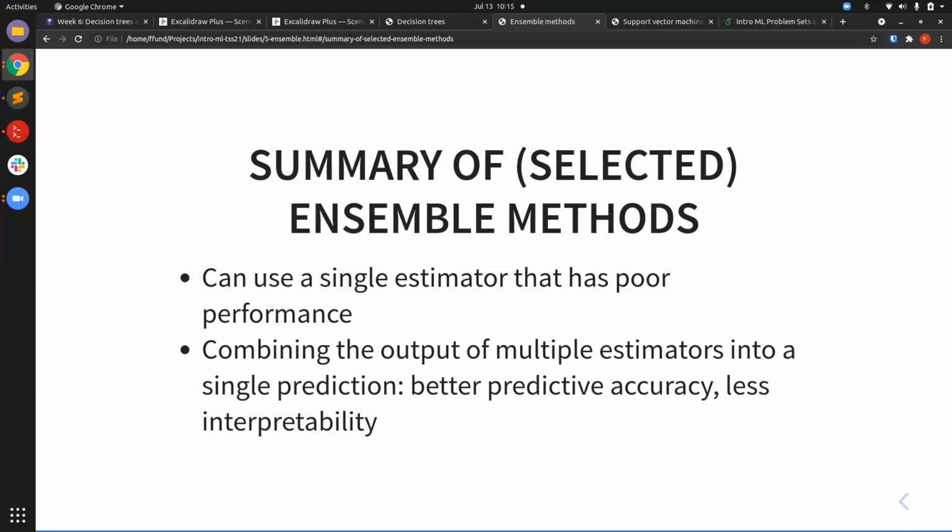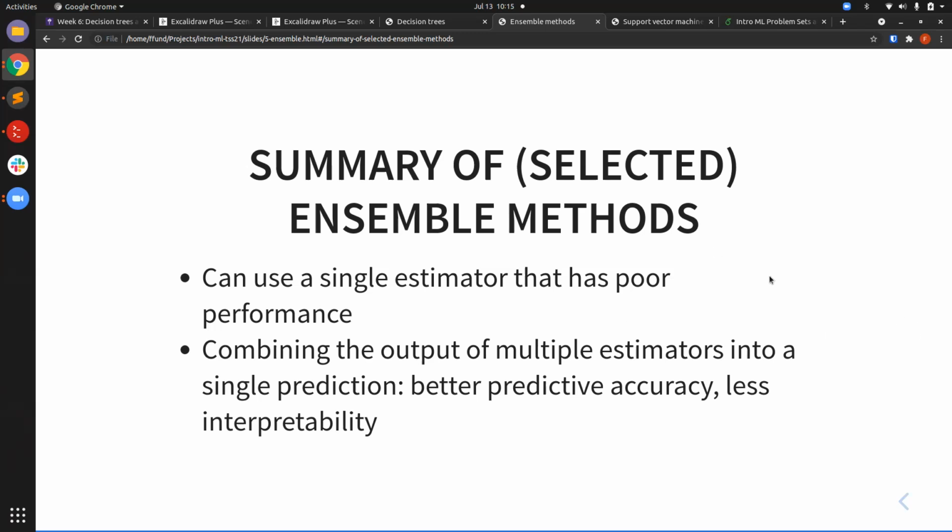So you can use a single estimator that has poor performance, like a very deep tree, which has high variance, or a very shallow tree, which has high bias. And then you can combine the output of those multiple estimates into a single prediction in a way that has better predictive accuracy. Now, the downside is that then it has less interpretability. With the original decision trees, it was very easy to look at the tree and understand why it made its decision. With an ensemble of trees, well, it's much more complicated because you might have 100 trees, each making a different decision, and then you're taking their average.